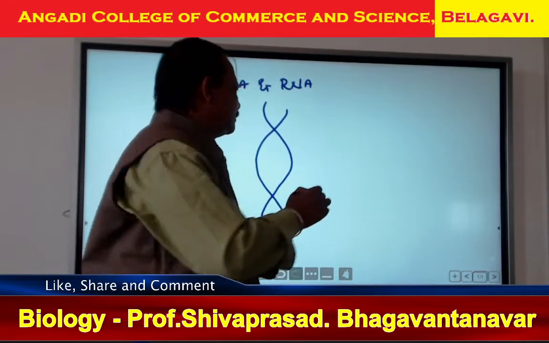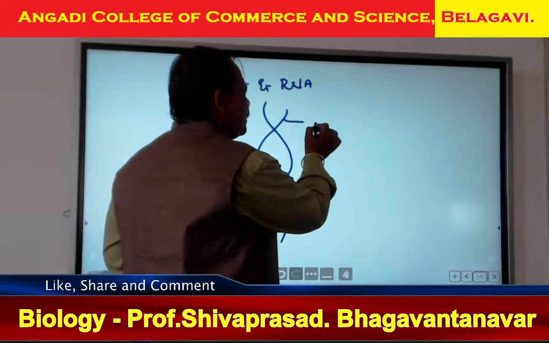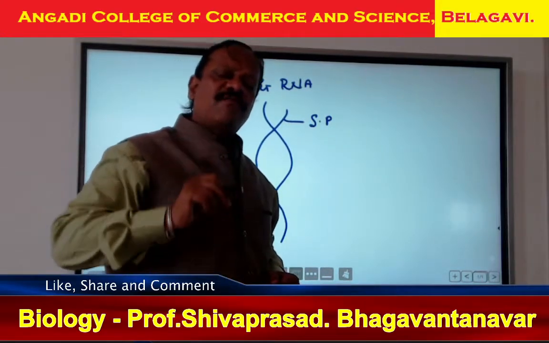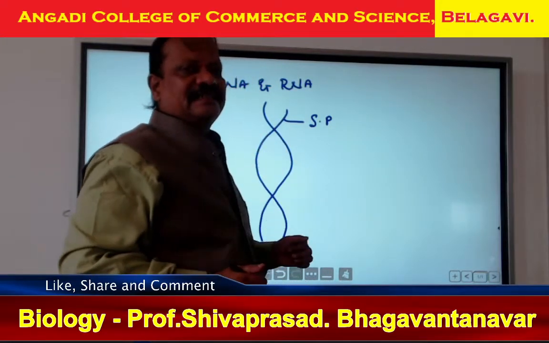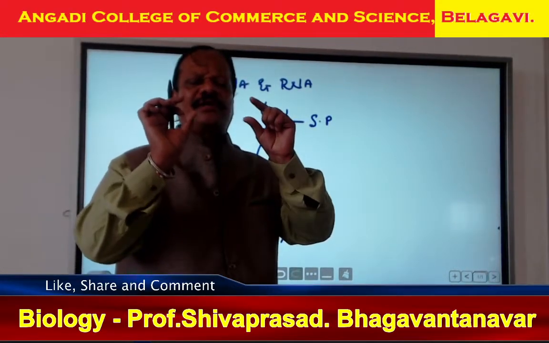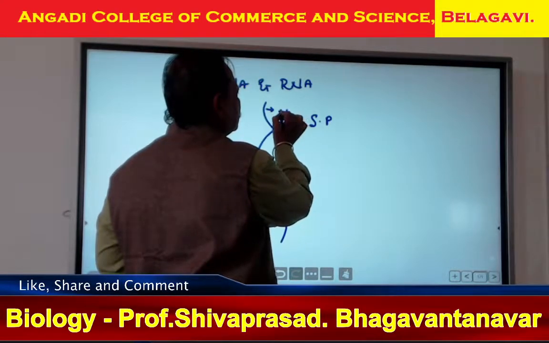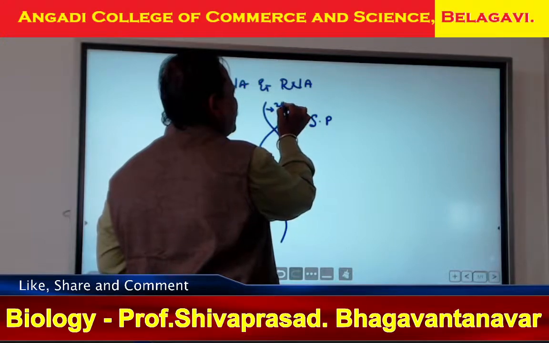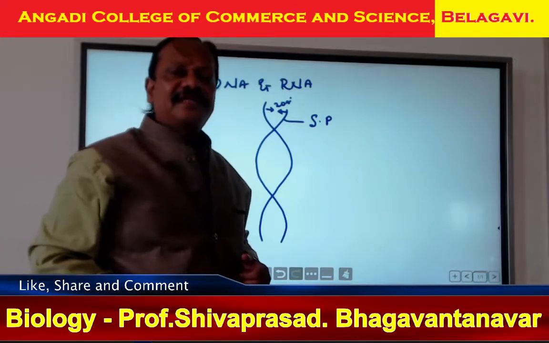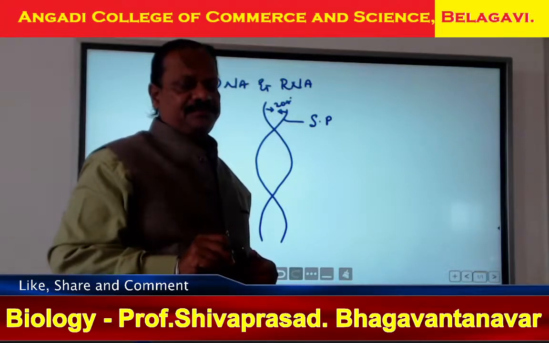The strands, these are called the strands. The strands are made with sugar and phosphate. Sugar and phosphate combine together to form the strand. And in between two strands, there will be a particular space, and this space is 20 angstrom. You observe a 20 angstrom space in between the two helices.